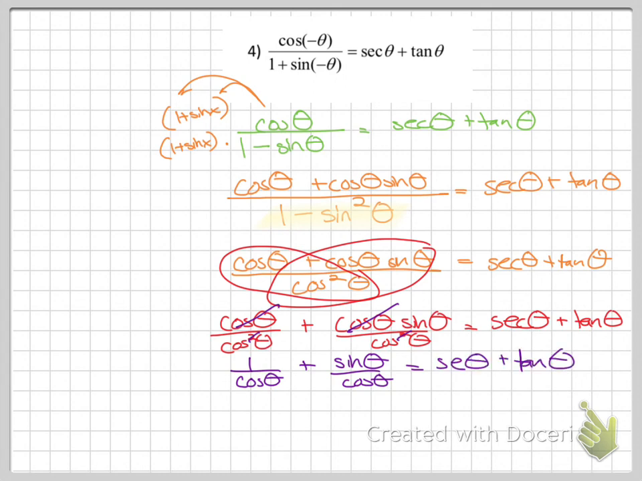And what do you know? 1 over cosine is secant, and sine over cosine is tangent.